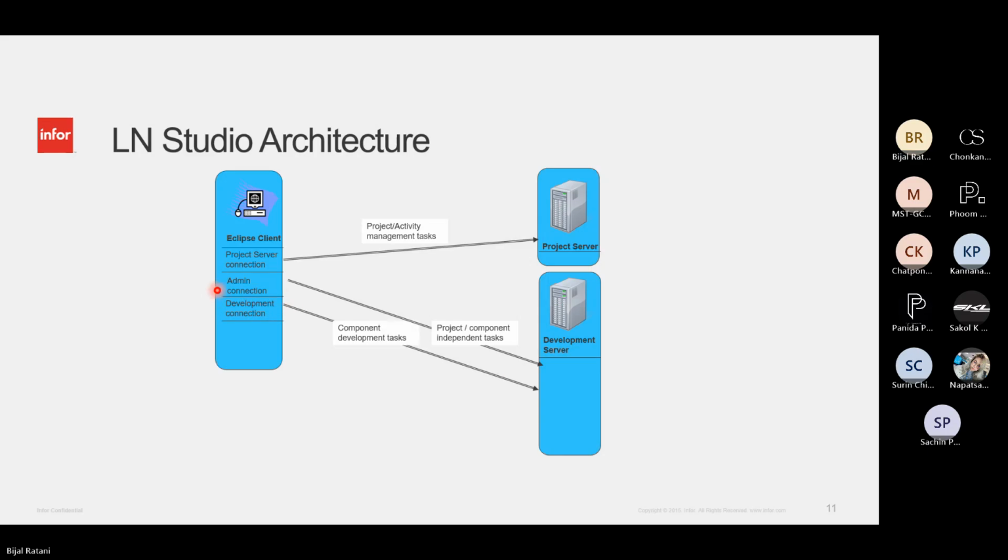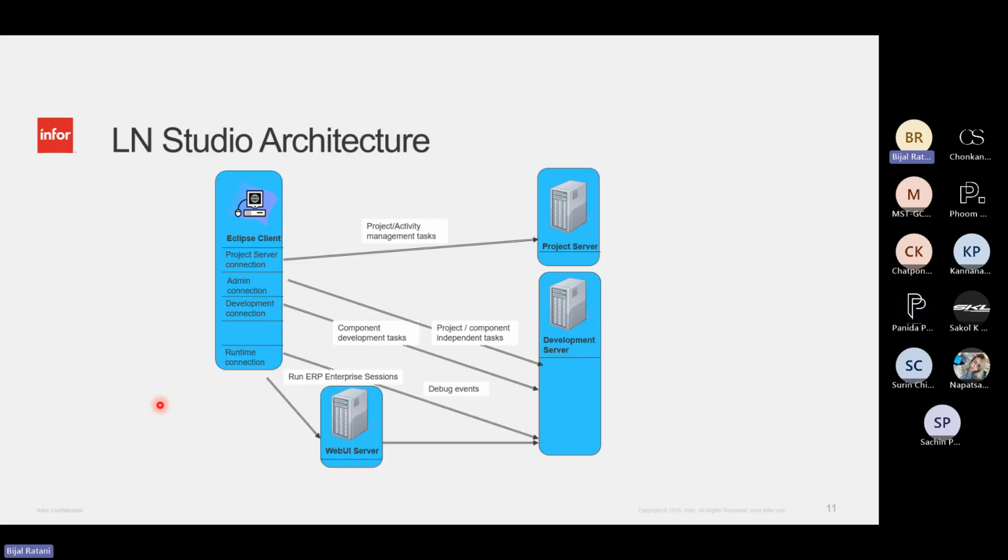Now see, by the admin connection point, I can only access the development server, but I cannot make any changes through it. Any changes or modification in a component can be made only through the development connection point. So I need to establish the development connection point also. And the last connection point is runtime.